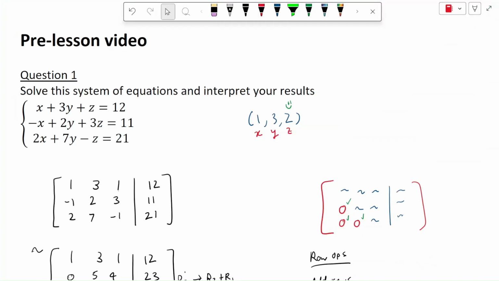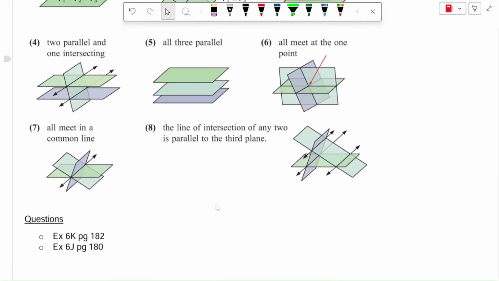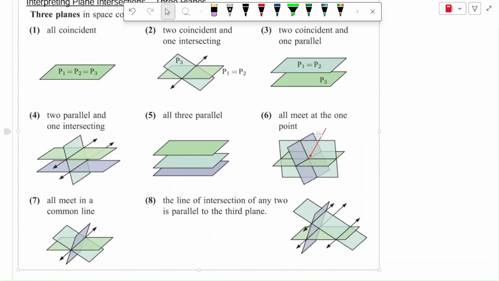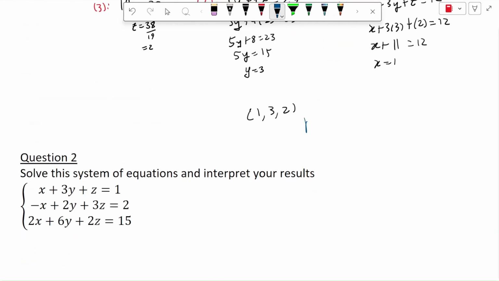Now, as I'm sure you might be able to imagine, it's not always a point. Planes can do all sorts of funky things. In fact, there are like 8 of these possibilities. We happen to have number 6 there, but we can work through that. So planes meet in a point.